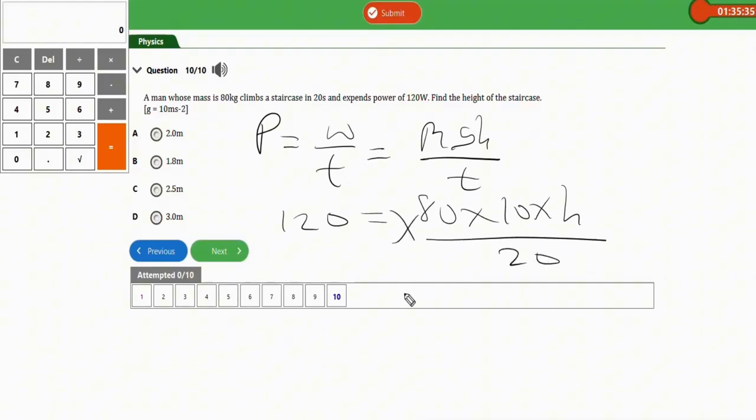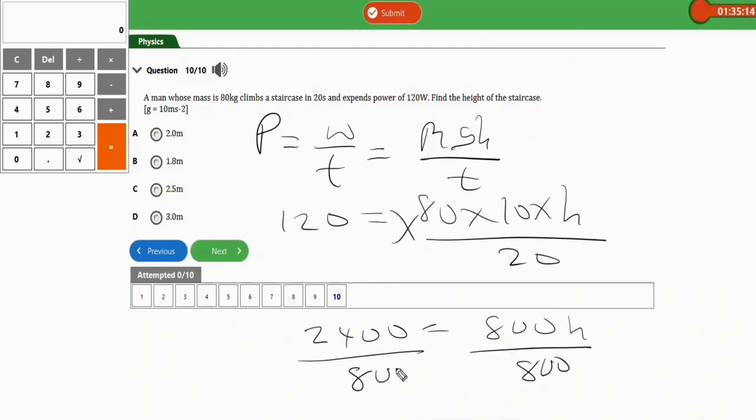So when you cross multiply, 120 times 20 will basically give you 2,400, equals 800h. We are looking for height. All right, divide both sides by 800. Okay, so 24 divided by 8 will give you what? 3. So the correct option in this question is option D. 3 meters will be the height.